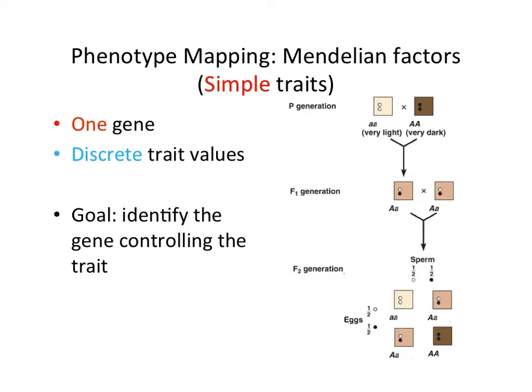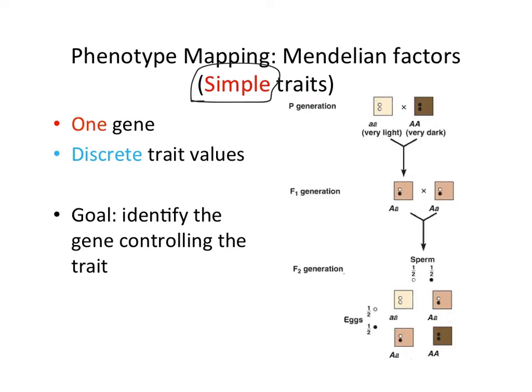In this case, this is a bit more maybe relevant. I'm sure some of you can think up reasons that this is relevant. Trying to figure out what genes control certain traits. Phenotype mapping. We want to know what genes control certain traits that we're studying. So here's an example. This is called a simple trait. The word simple here means one gene.